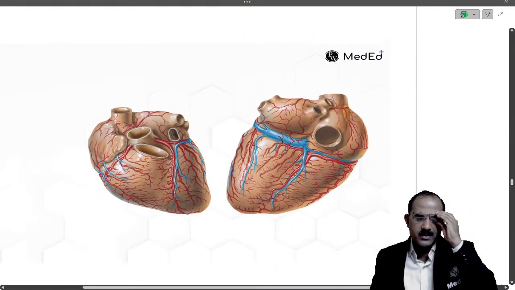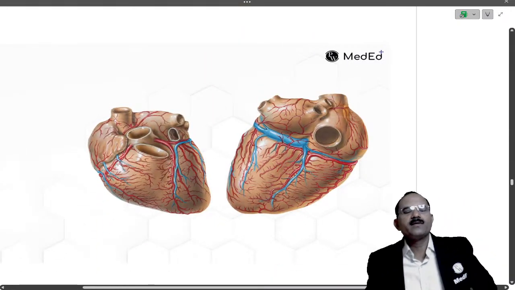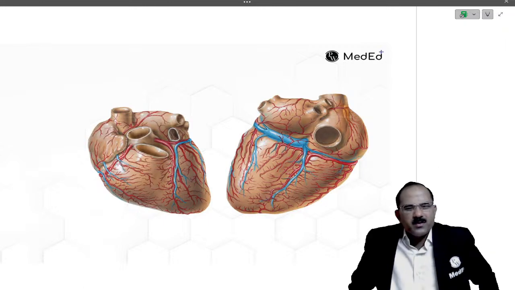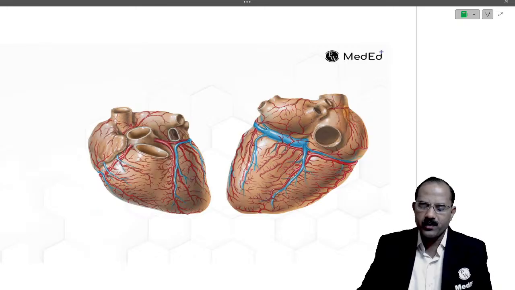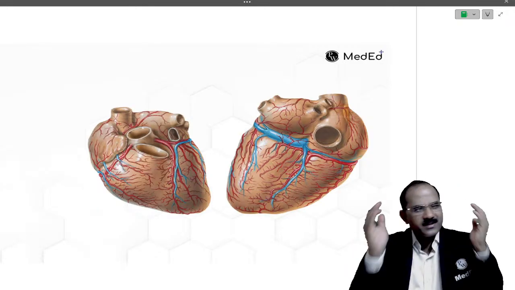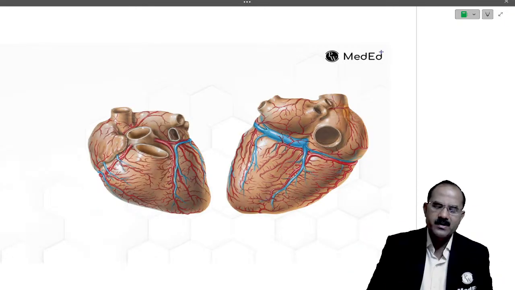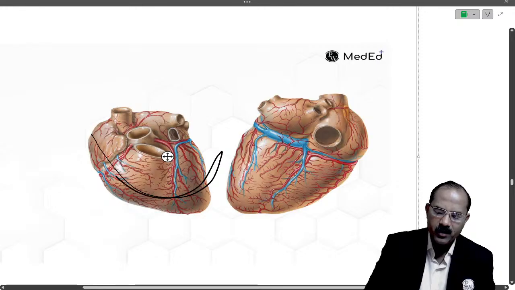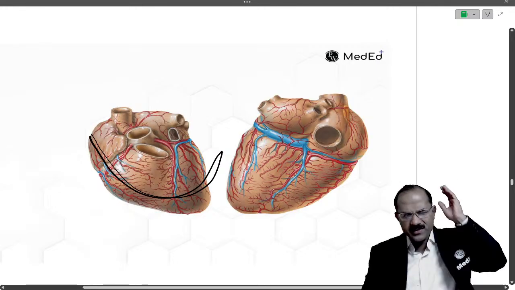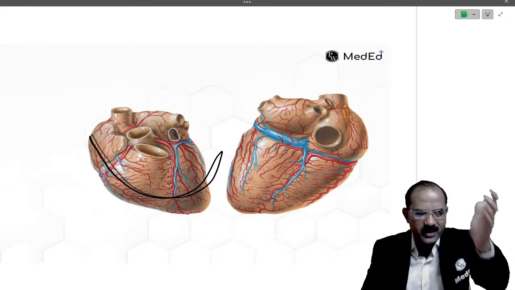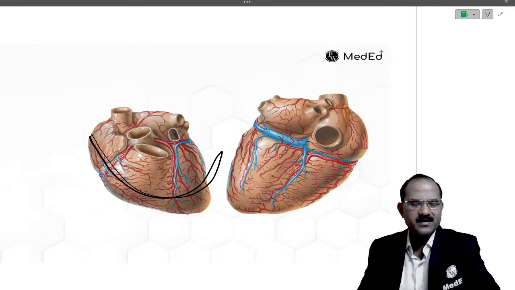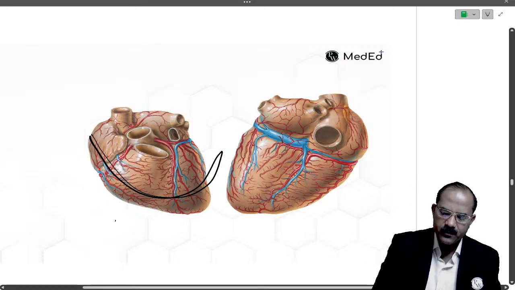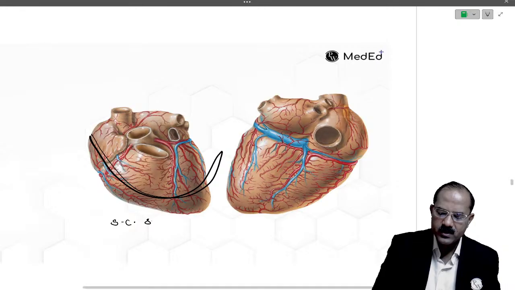Okay, coming to this topic now, the heart. The embryology of the thorax we'll do later. Okay, let us discuss the heart. Tell me, what is this surface of the heart known as? You're looking at the heart from the front. Any guesses? This surface of the heart is known as the sternocostal surface.